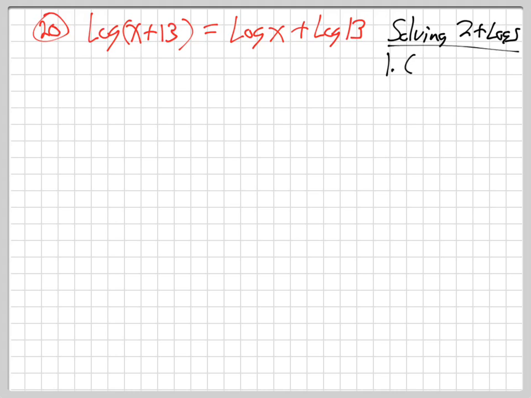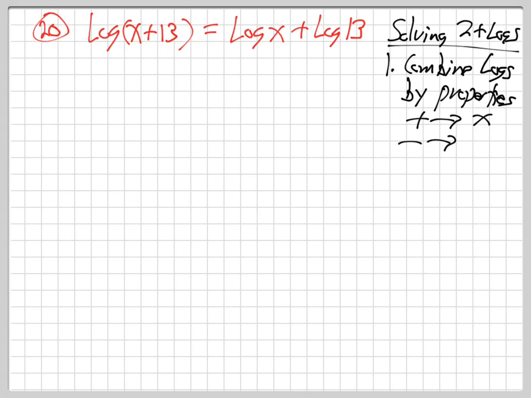Step 1. Combine the logs by the properties, meaning adding becomes multiply, subtraction becomes divide. So we have adding, so that is going to become multiply. X times 13. Like that. Multiply, right? This adding becomes times, becomes multiply. Let me make that a little more clear here. X times 13 is multiplied.